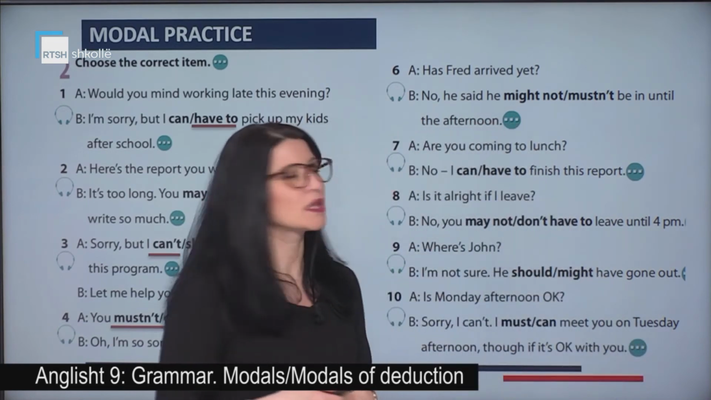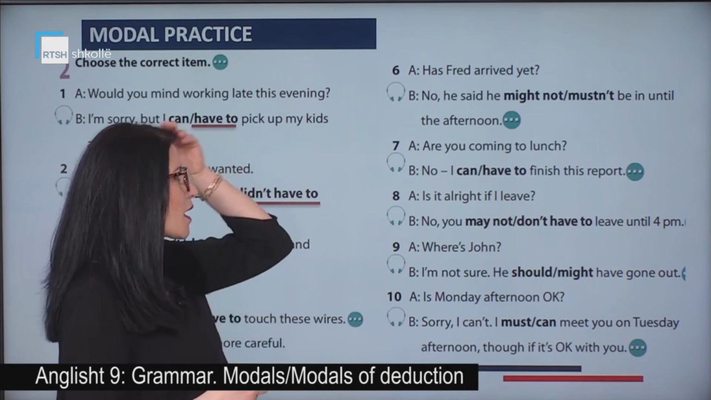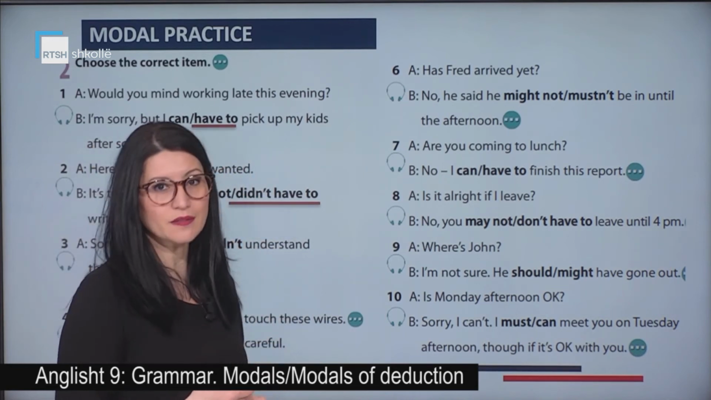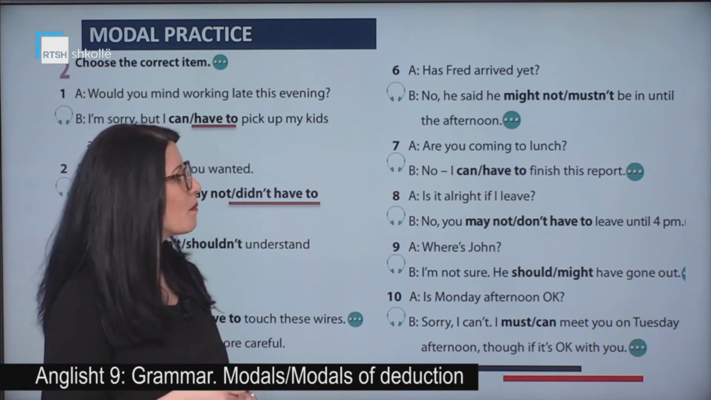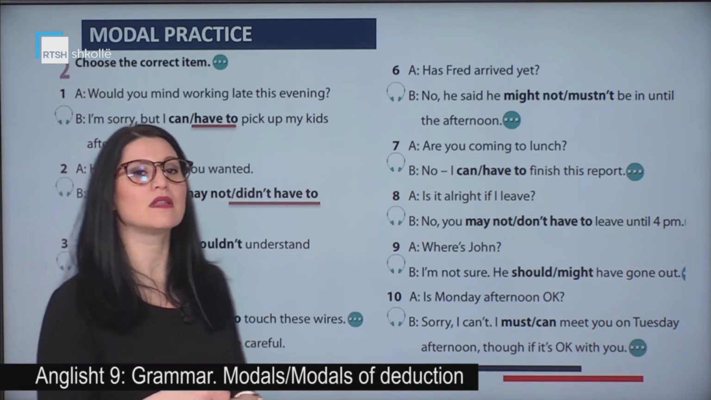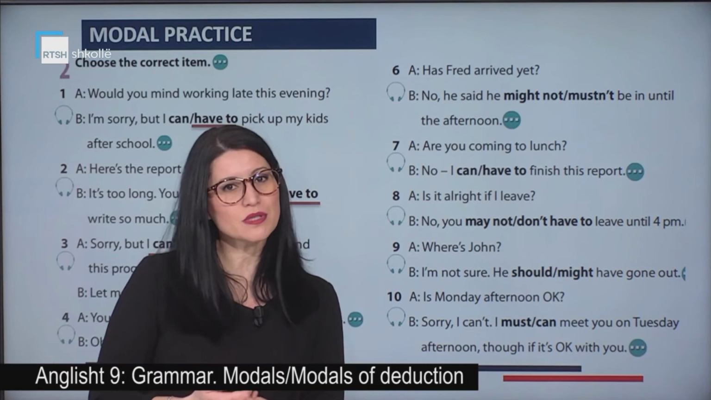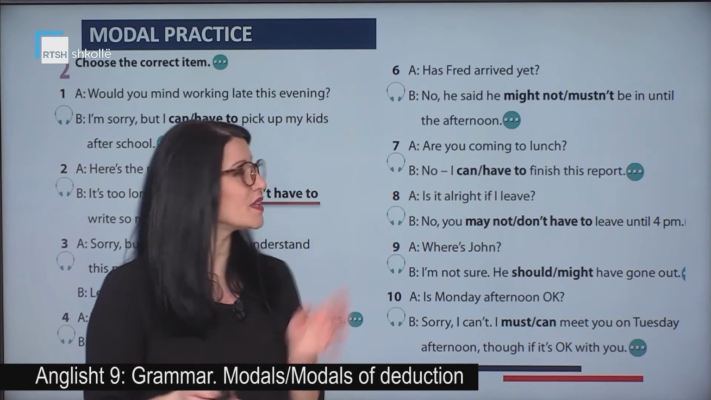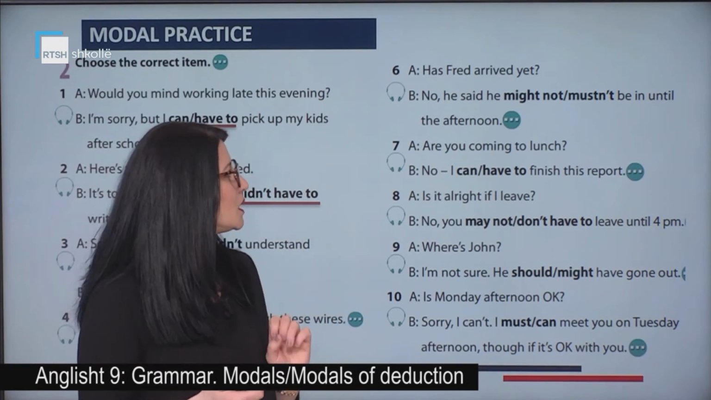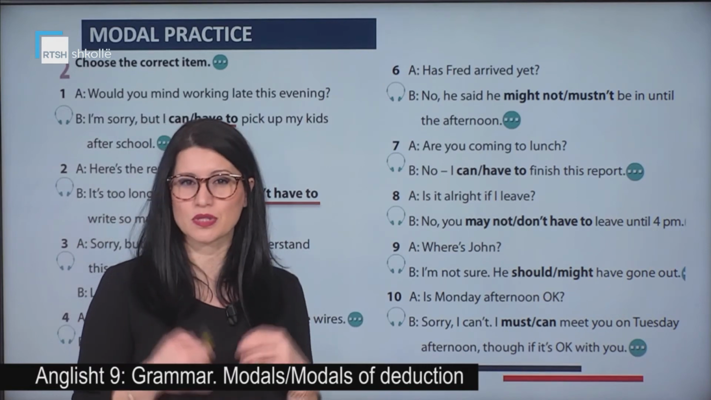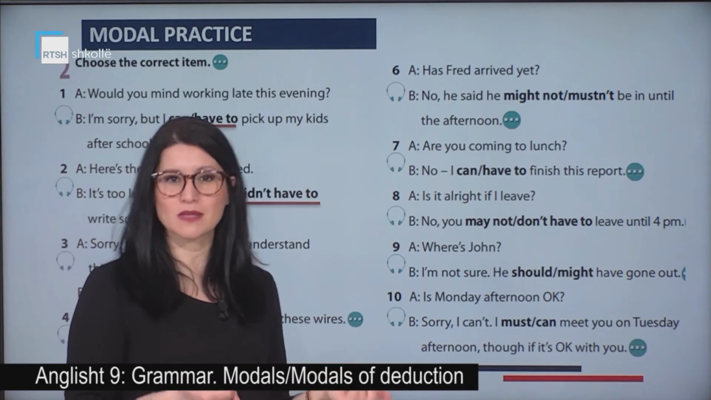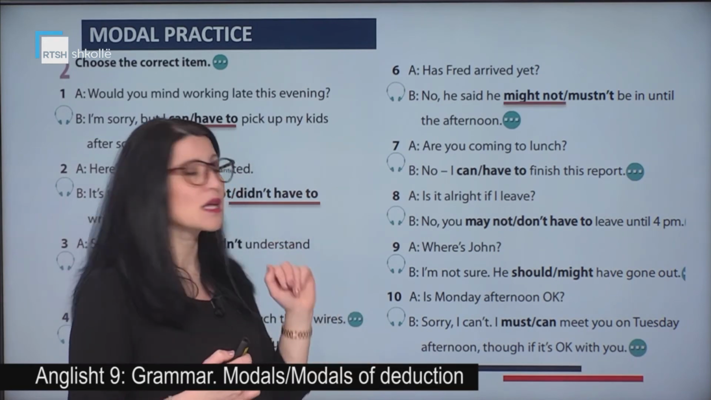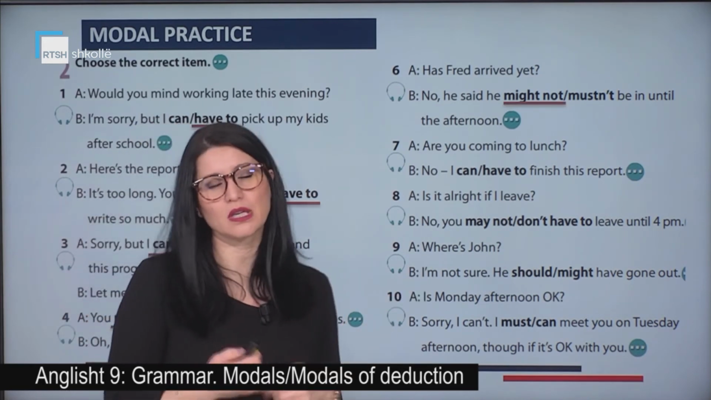Let's go on with the other sentences. Has Fred arrived yet? No, he said he might not or he mustn't be in until the afternoon. So this person here is saying that it is possible that Fred might not be in until the afternoon. So it is possibility, right? So what modal do we use to express possibility? And it is might, or might not in the negative form.